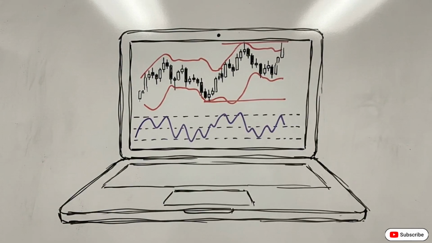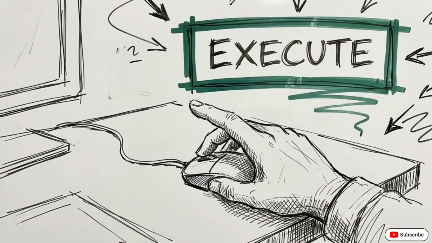You now have the exact configuration for this mean reversion system installed on your own software. Success depends on your patience. Waiting for the exact RSI triggers is essential for the strategy to work as intended.